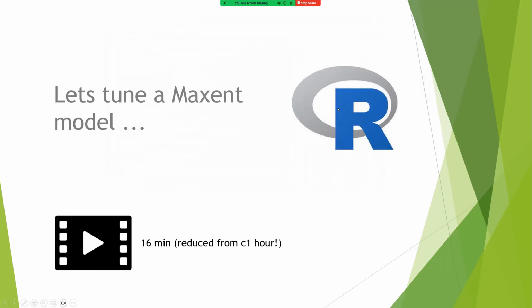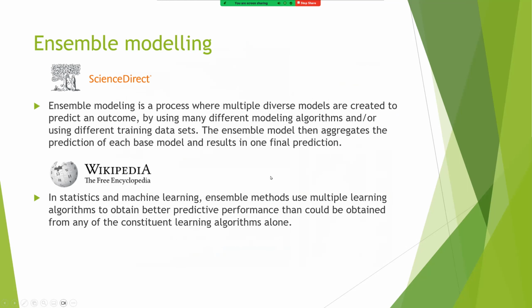Okay, so we've seen there how we can actually tune a Maxent model, and by tuning the parameters and eliminating some of the environmental variables, we did manage to improve the test AUC, with both of those steps. So the final thing I'd like to look at is the idea of ensemble modelling.